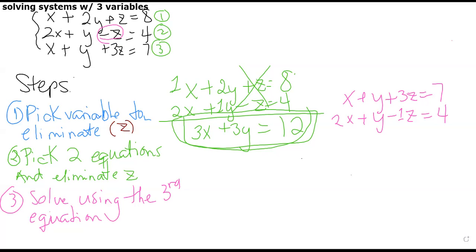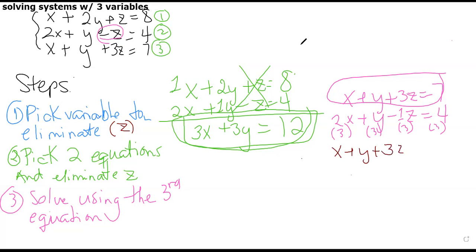So what I'm going to do is multiply everything by 3, because what I do to one variable, I have to do to everything else. Okay, so this first one stays as is. I'm going to write in a different color. So x plus y plus 3z equals 7. Now 2 times 3?